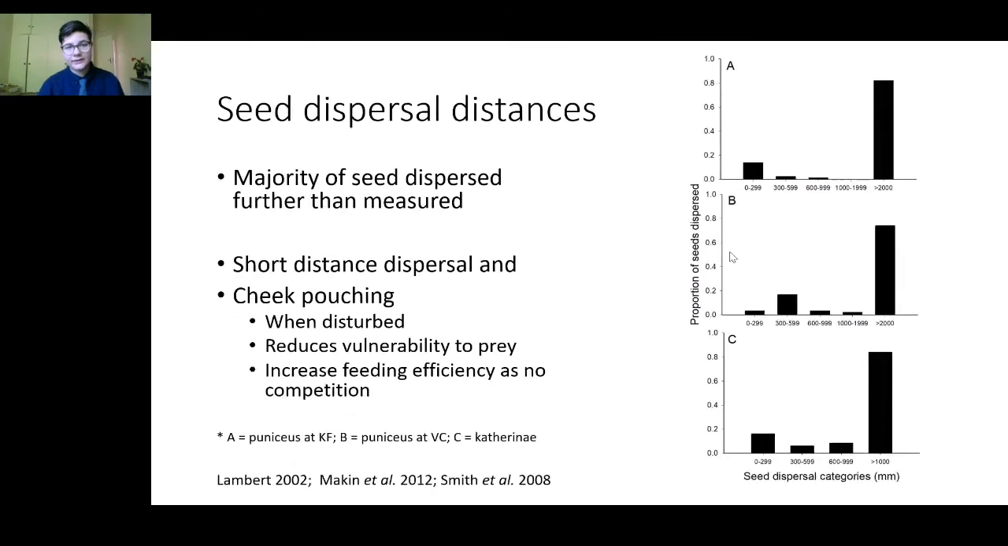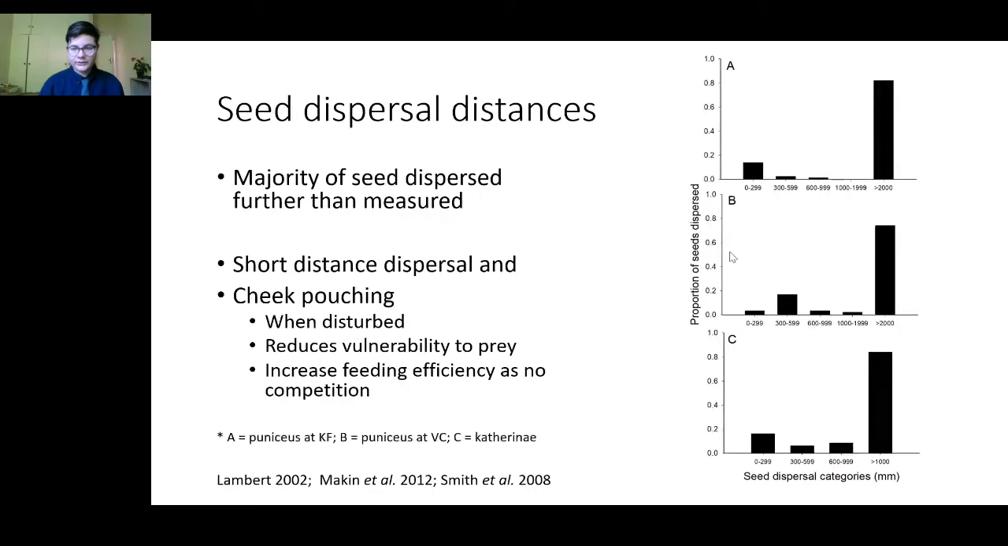We had a look at seed dispersal distances, remember that's an immediate factor, and found that the majority of seeds were dispersed further than what we measured. If we have a look at the figure, A and B is Scadoxus puniceus, and we measured up to 2 meters, whereas C is Scadoxus multiflorus subspecies katherinae, where we measured up to 1 meter. And as I just said, those bars right at the end for further than we measured are the highest. But there is some short distance dispersal, and this may help to maintain populations.